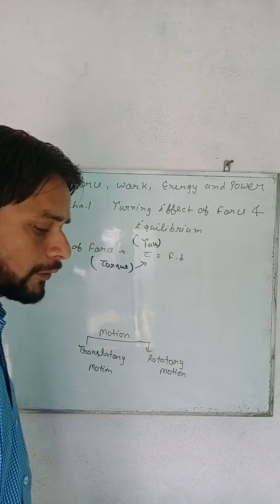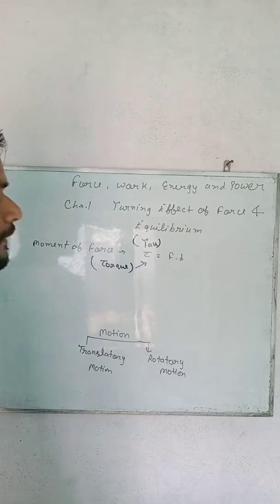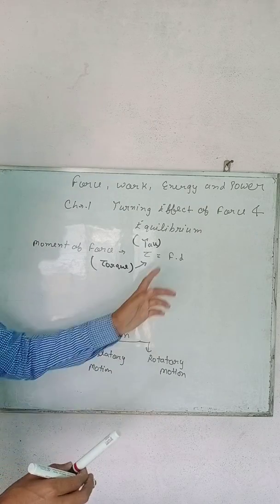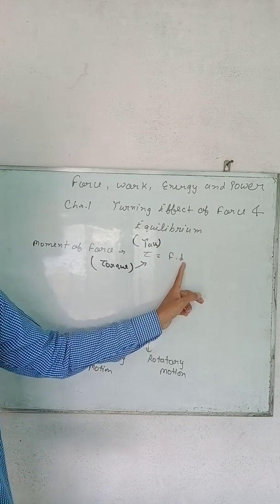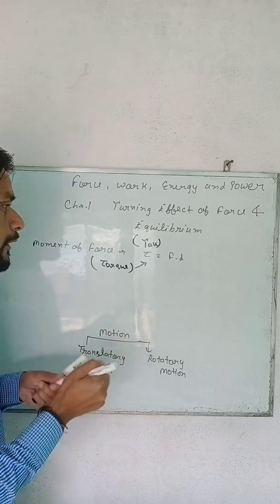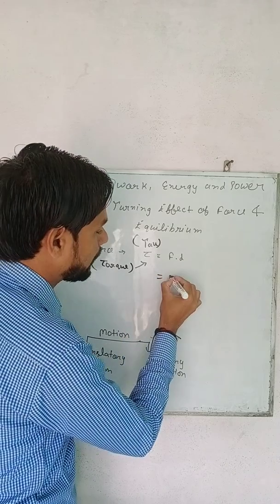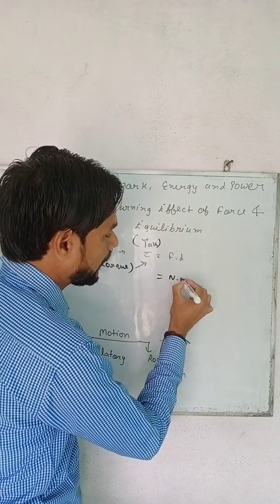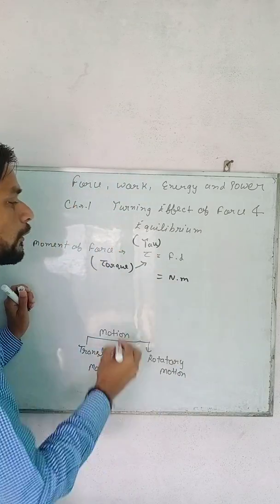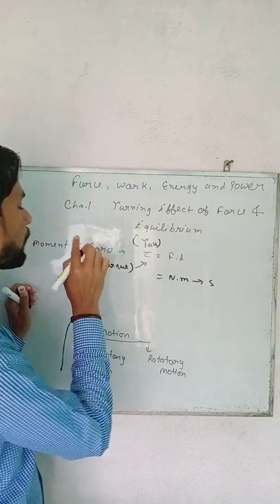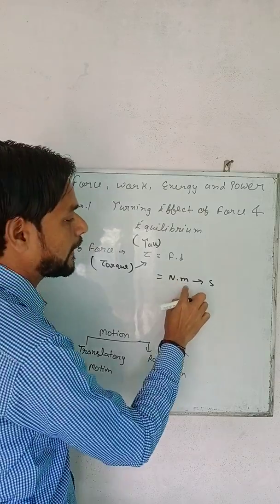It depends upon the force and the perpendicular distance. The SI unit of torque: force is represented by Newton and distance is represented by meter. The SI unit of moment of force or torque is Newton meter.